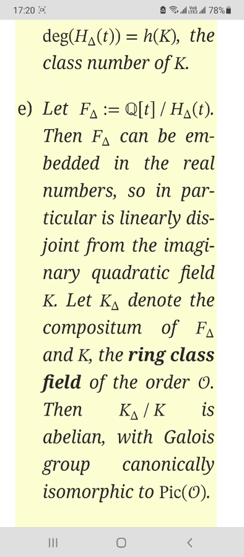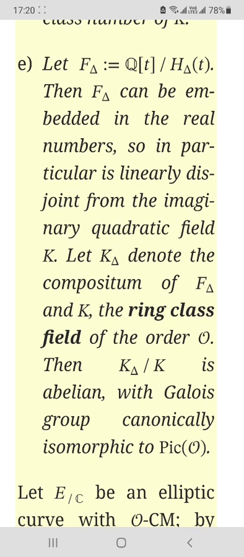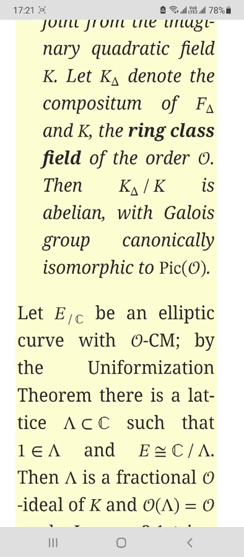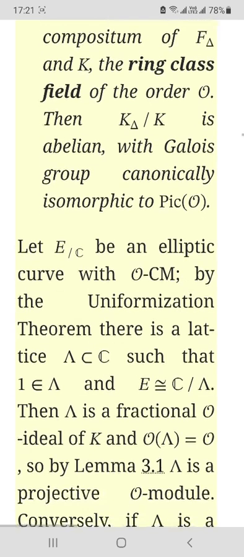Let F_delta be equal to Q[T] quotient by H_delta(T). Then F_delta can be embedded in the real numbers, so in particular it is linearly disjoint from the imaginary quadratic field K. Let K_delta denote the composite of F_delta and K, the ring class field of the order O. Then K_delta over K is abelian with Galois group canonically isomorphic to the Picard group of O.